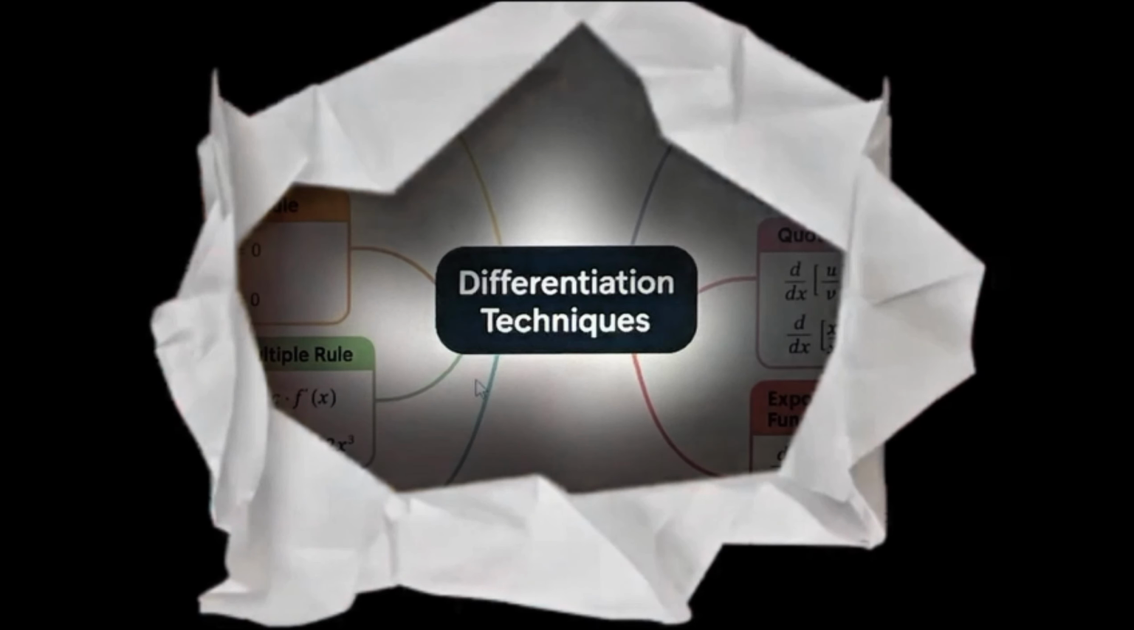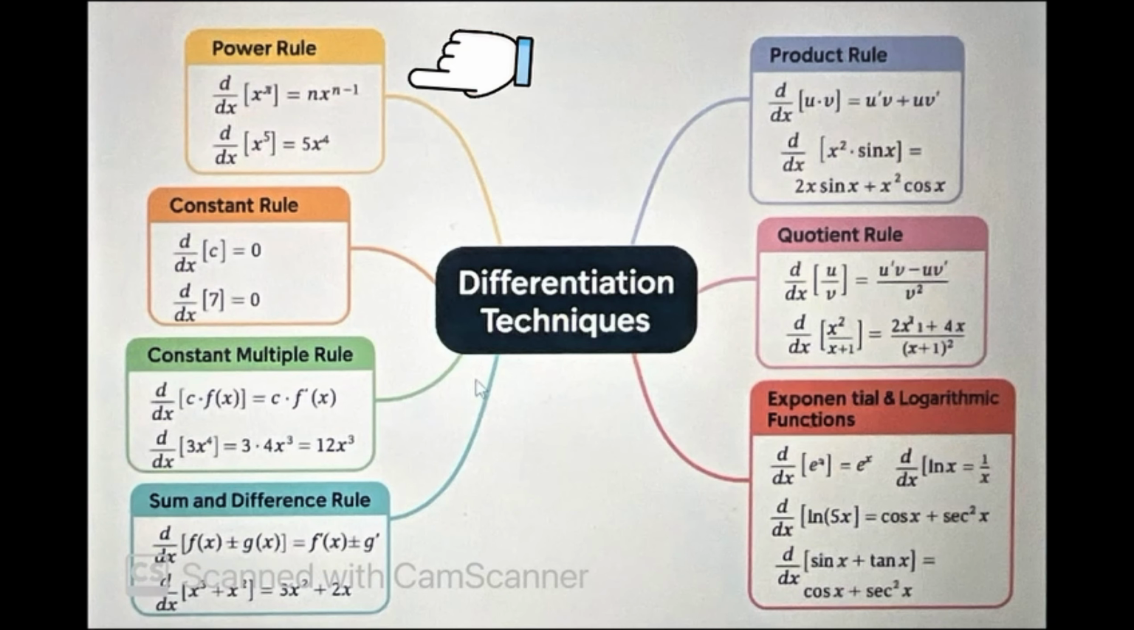The first technique is the power rule. It states that the derivative of x to the power of n is nx to the power of n minus 1. For example, the derivative of x to the power of 5 is 5x to the power of 4. This rule is useful when differentiating polynomial terms.